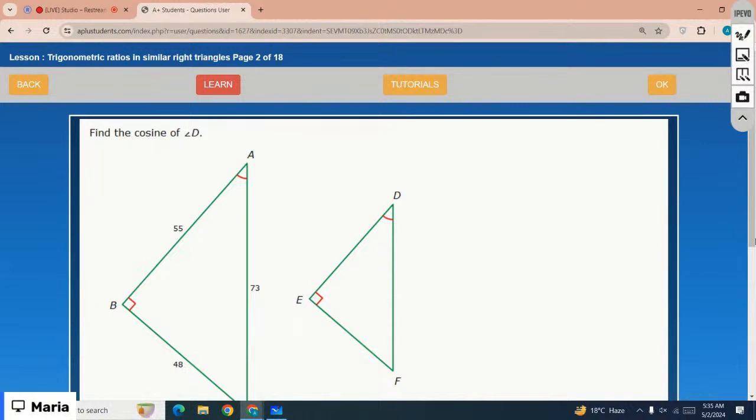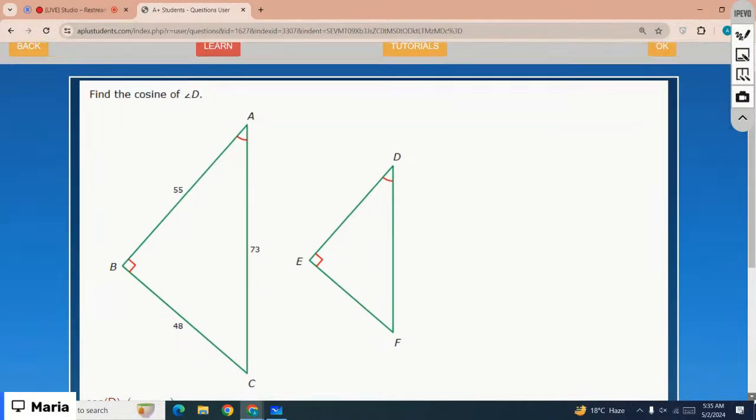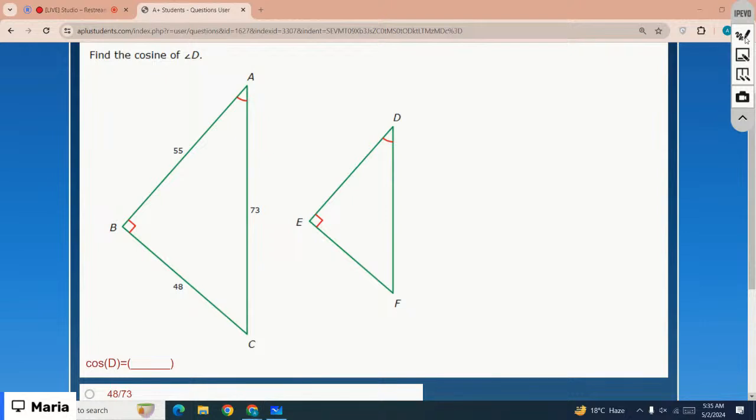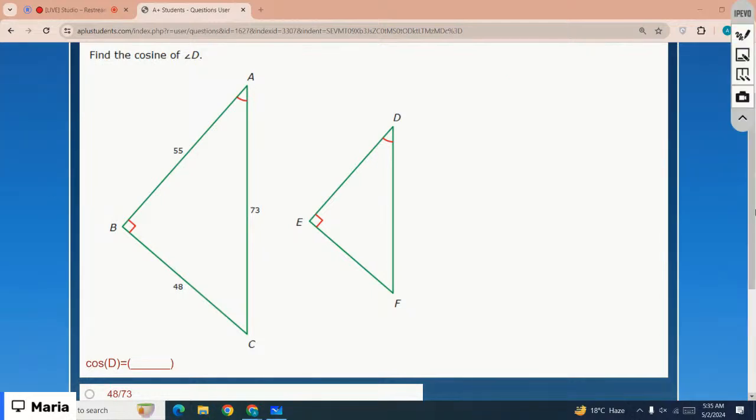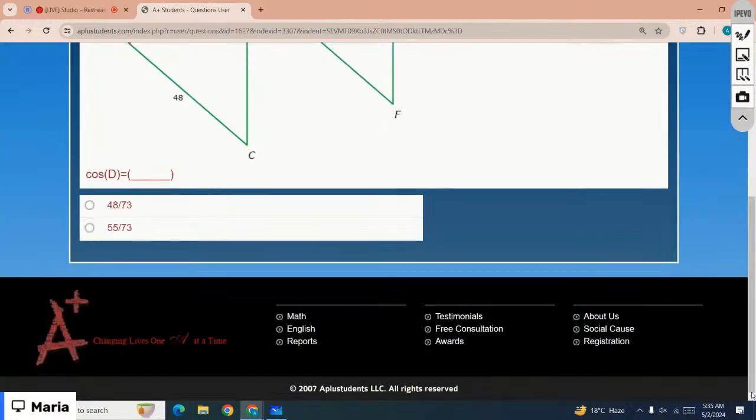Find the cosine of angle D. So which is the correct option? Cos of angle D. That would be 55 over 73. The correct option is 55 over 73. That is option number 2.